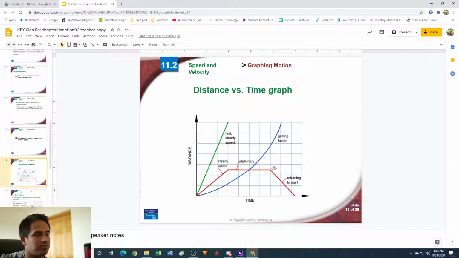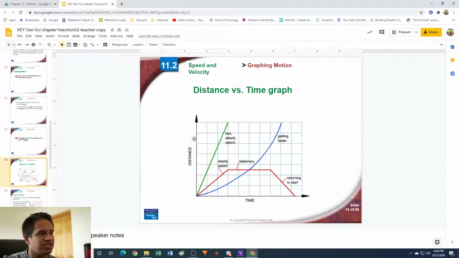And then this last part here, this downward part of the graph where it goes down, is actually showing that the object turned around and is going back towards where it started. Okay, it's not slowing down. And we know this because imagine that where these graphs are starting, that's like your starting point.